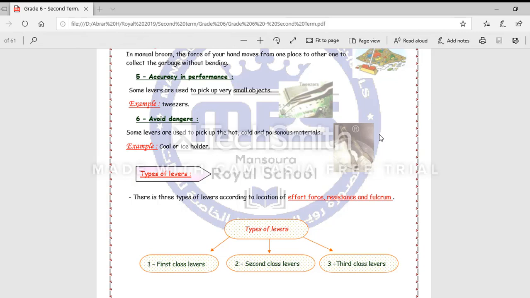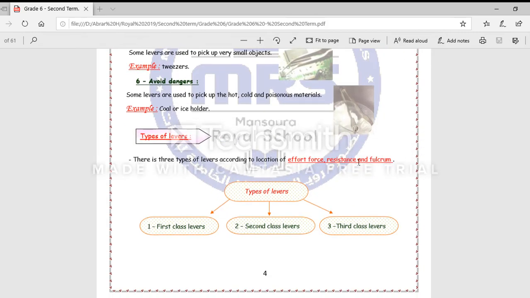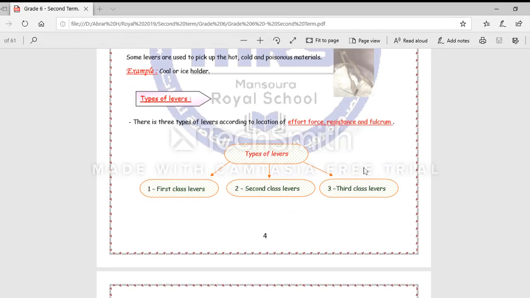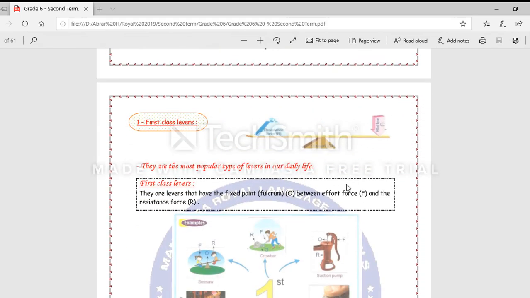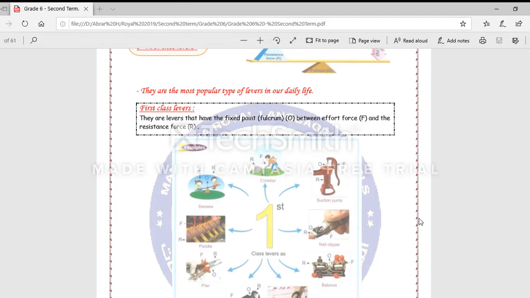The types of levers are 3 types: first class levers, second class levers, and third class levers. In the first class levers, I have the fulcrum between resistance and effort. So if I want to define the first class levers, I can say that they are levers that have the fixed point, which is the fulcrum, between effort force and resistance force.